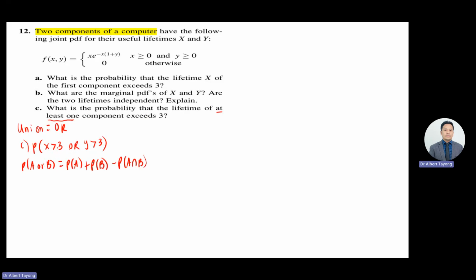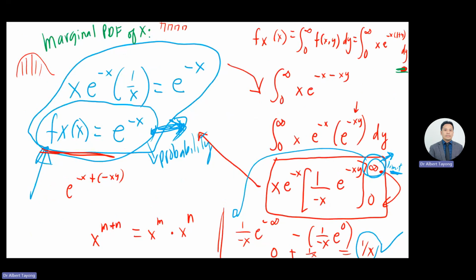Okay, so our A here is x greater than 3. Our B is y greater than 3. So this is going to be P of x greater than 3 plus P of y greater than 3 minus the intersection, x greater than 3 comma y greater than 3. So this is the both, or the intersection. Now P of x greater than 3, we have an answer for this already. This is letter A.